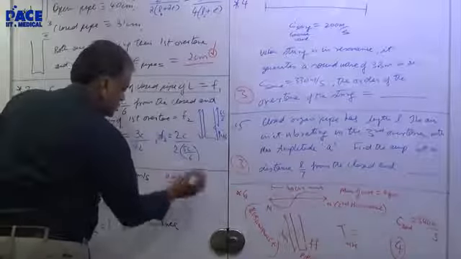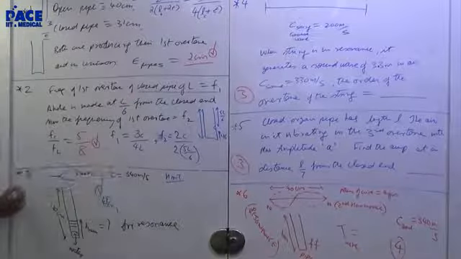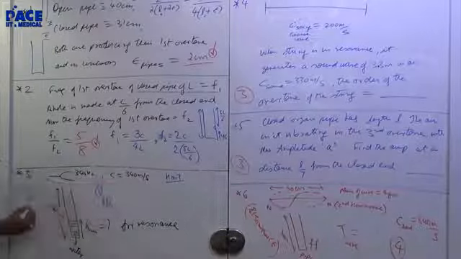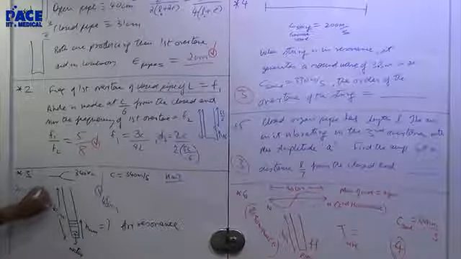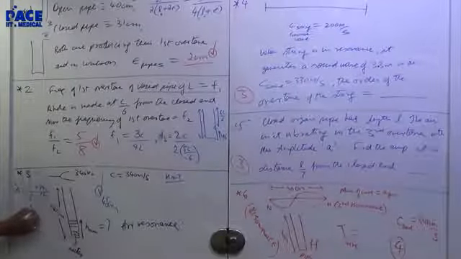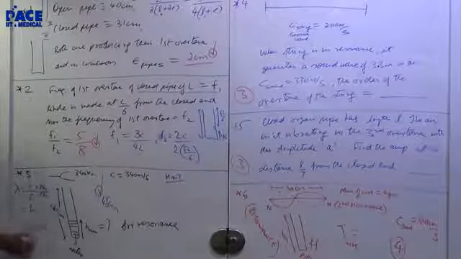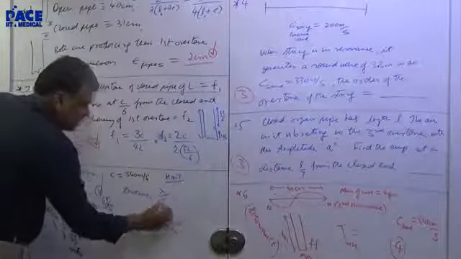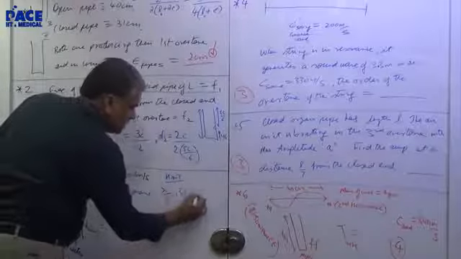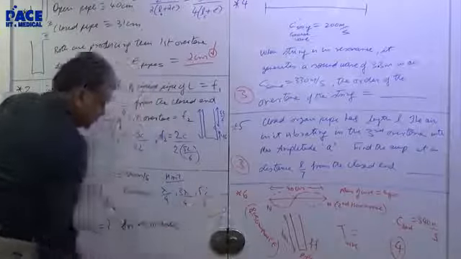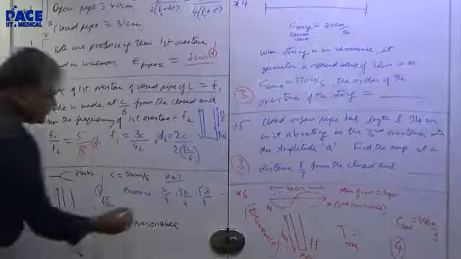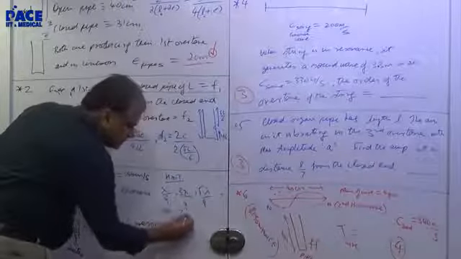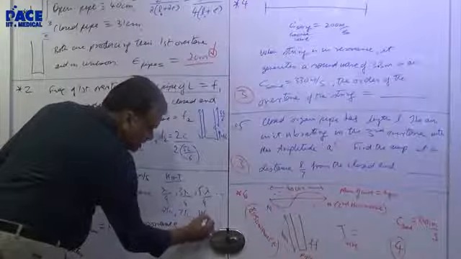Third way, you will get lambda is C by F. 340 by 340 is 1 meter. 1 meter is 100 centimeters. You can get resonance at lambda by 4, 3 lambda by 4, 5 lambda by 4, etc. That means you can get resonance at 25 centimeters, 75 centimeters, 125 centimeters, etc.